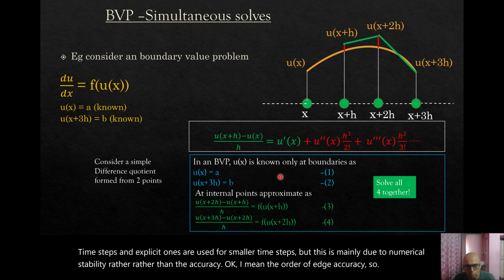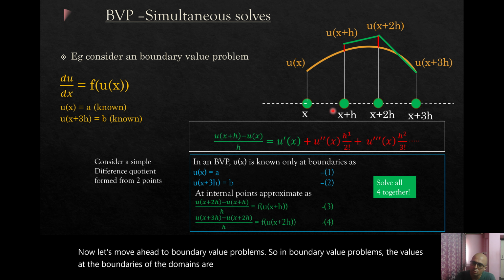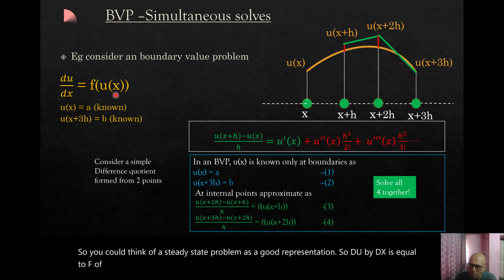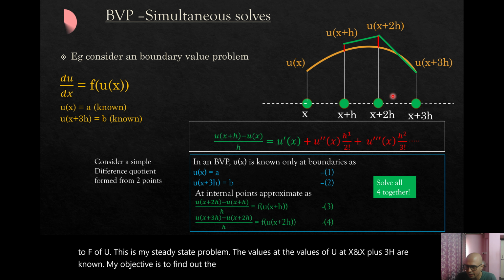So now let's move ahead to boundary value problems. So in boundary value problems, the values at the boundaries of the domain are specified, and our objective is to find out the internal values. So you could think of a steady state problem as a good representation. So du by dx is equal to f of u. This is my steady state problem. The values of u at x and x plus 3h are known. My objective is to find out the values at x plus h and x plus 2h.